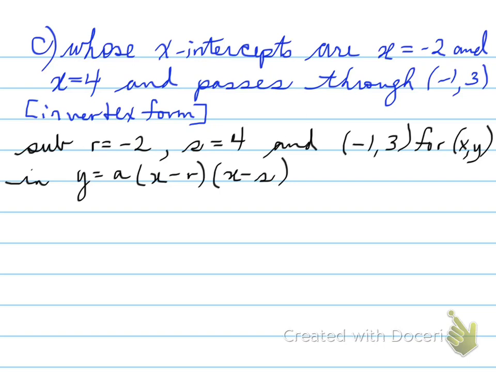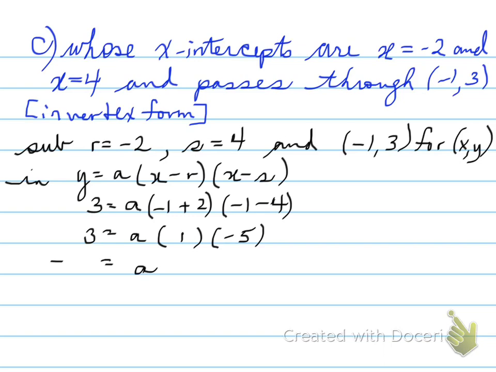So, our y value is 3, a value is a, x is -1, minus -2 means plus 2, x again is -1, minus 4, and now we find the value, the coefficient for a, which will be 3 is equal to a times -5. So our a value will end up being -3/5. So our equation is -3/5, x plus 2 times x minus 4.